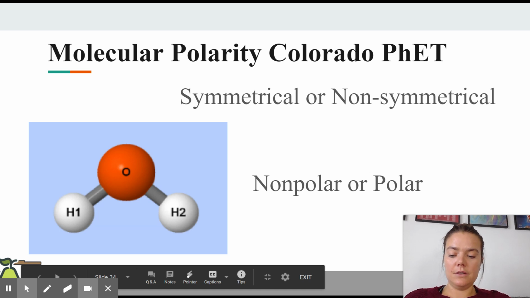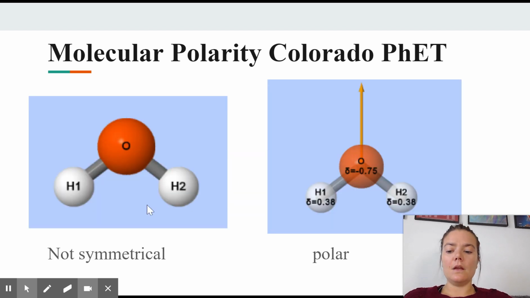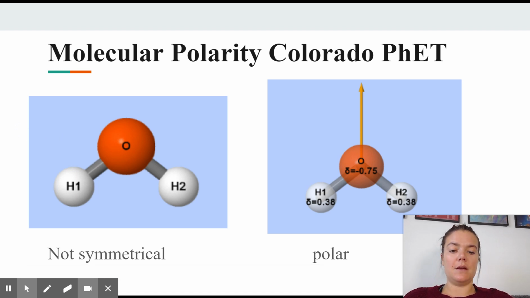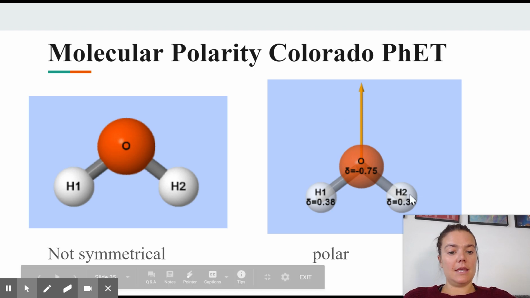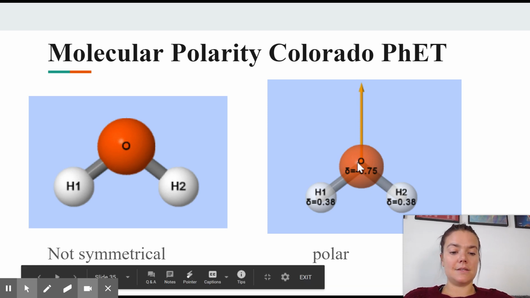This is good old H2O. Do we think it is symmetrical or not? And do we think it's polar or not? So it is not symmetrical. If I notice when I cut it in a couple different directions, it fairly quickly becomes obvious that it is not a symmetrical molecule. It is if you cut it right in the middle, but if I go any other direction, it is not. And again, the simulation shows that there's a huge imbalance with the electrons pulling more in one direction toward that oxygen.